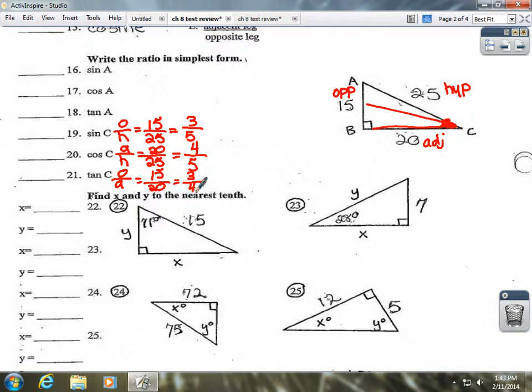Alright, find x and y to the nearest tenth. Let's see. I've got this angle. This is opposite, and this is hypotenuse. Opposite and hypotenuse is sine, so I'm going to say sine 71 equals the opposite, which I don't know, over my hypotenuse, which is 15. The number's on the bottom, so I'm going to multiply 15 times the sine of 71. When I plug that into my calculator, 15 sine 71. Notice I do not use the second button. I get 14.18.